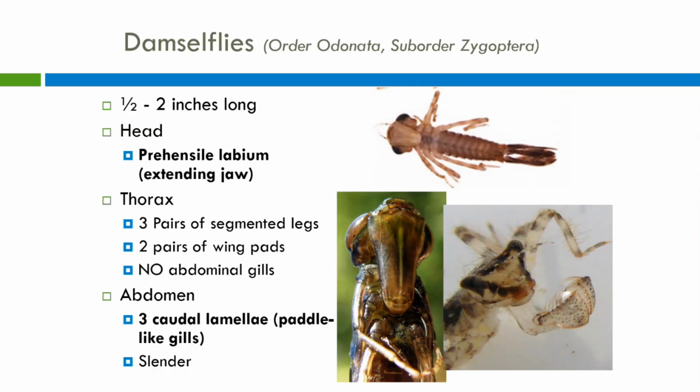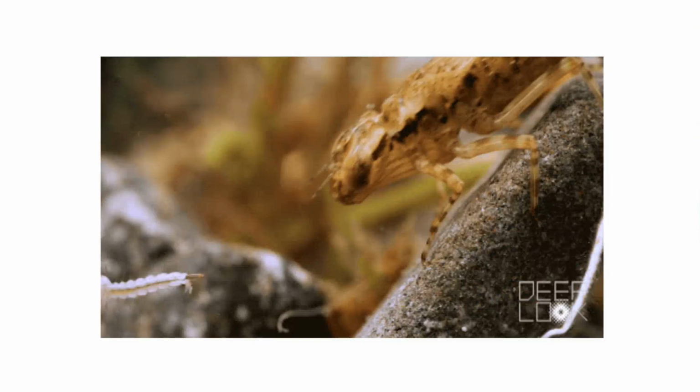A really cool part of the damselfly as well is this lower labium. This jaw extends out and is able to capture prey to bring it back to eat. So here's another look at a damselfly catching a, I think, mosquito larva. So thank you, damselfly.